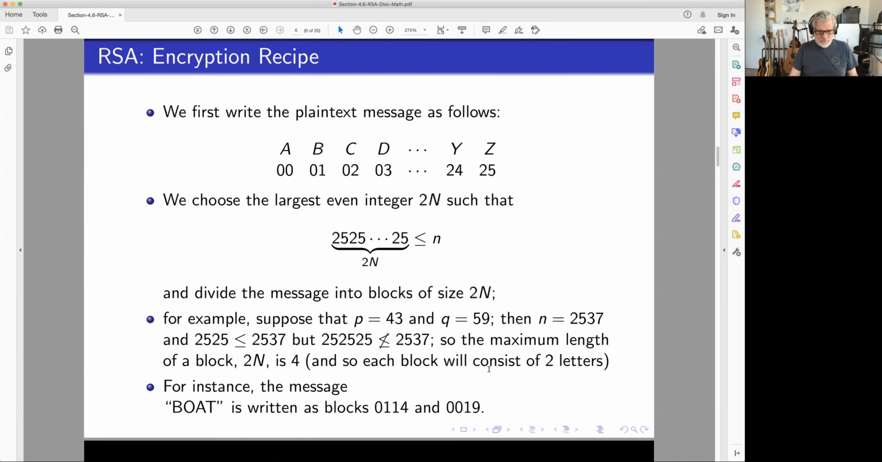All right. So here's an example. The message is "boat". There are 4 letters, so if you cut it up in blocks of size 4, you get B is 01, O is 14, A is 00, and T is 19. This would be the message we want to send. But we're going to send blocks separately.